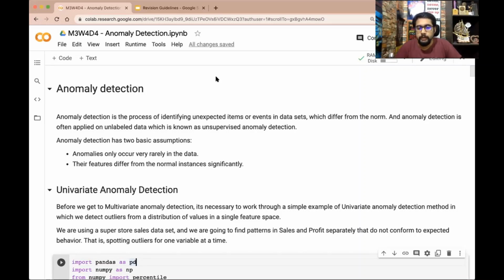So I hope the context of multivariate anomaly detection is clear. So why do we need it? Because in most situations you will be using this. Based on one variable does not make sense.